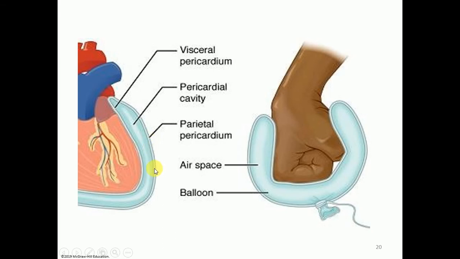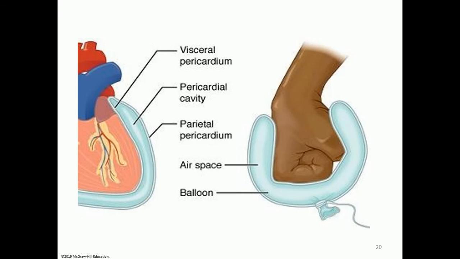In between these two layers there is that serous fluid. Remember, this is a serous membrane, so it makes a very watery kind of fluid known as serous fluid that fills the space known as the pericardial cavity. The amount of fluid that is made is very minimal. It is a very small amount of fluid.